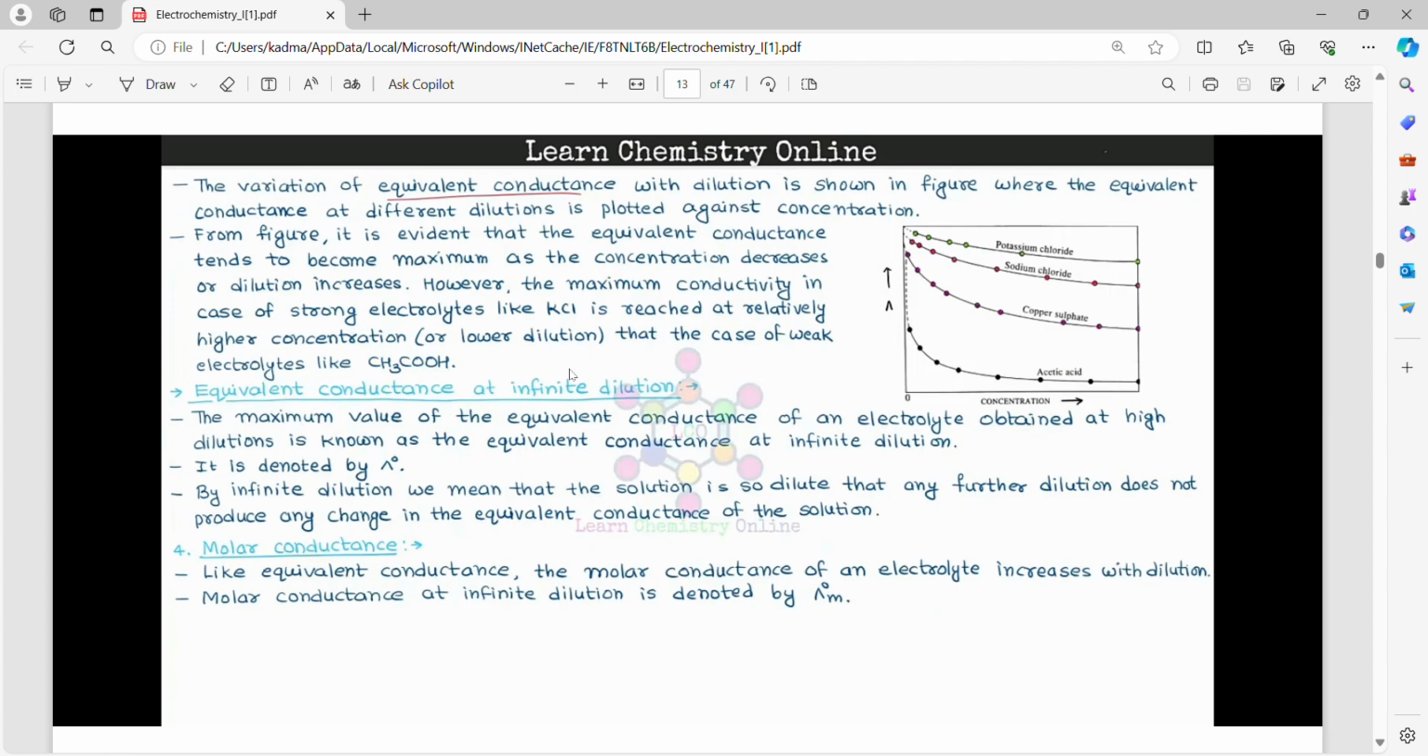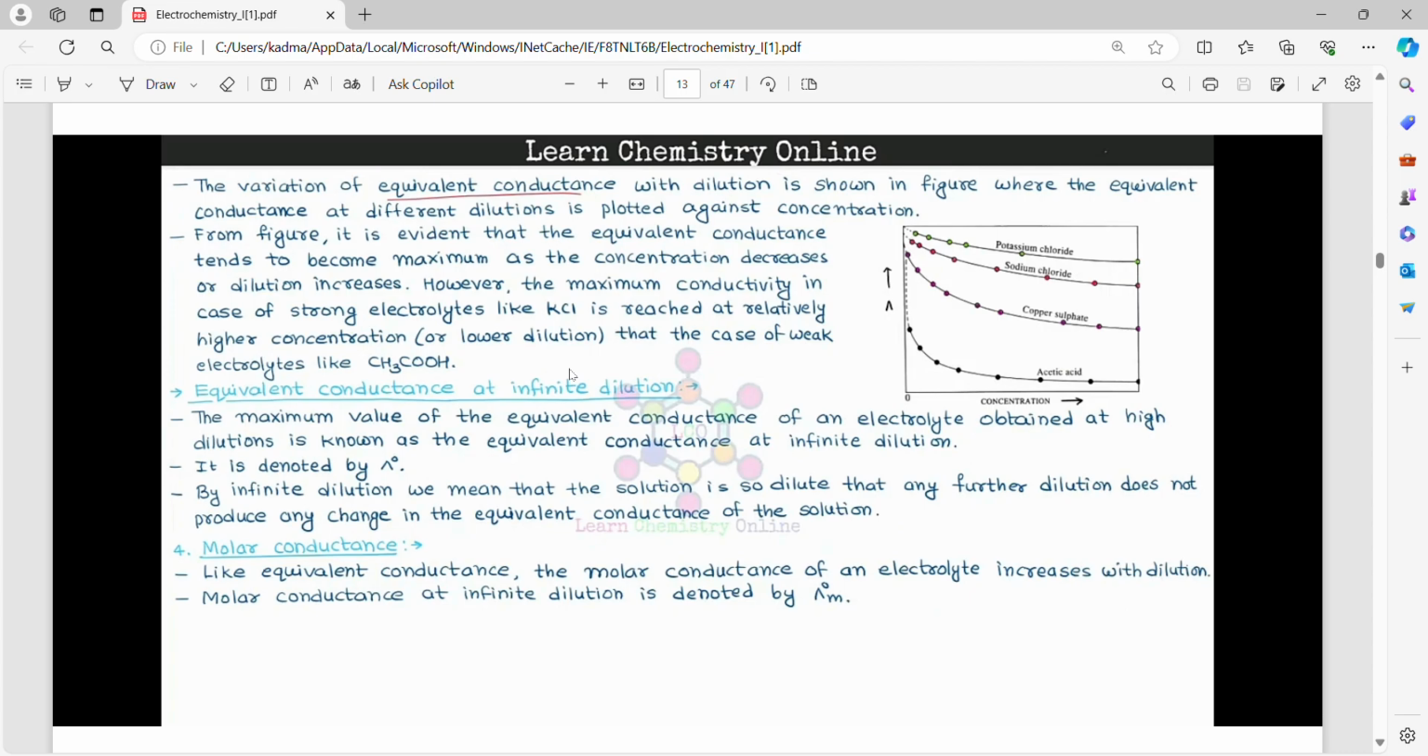against concentration. Equivalent conductance at infinite dilution. The maximum value of the equivalent conductance of an electrolyte obtained at high dilutions is known as the equivalent conductance at infinite dilution. It is denoted by Λ0. By infinite dilution, we mean that the solution is so dilute that any further dilution does not produce any change in the equivalent conductance of the solution.